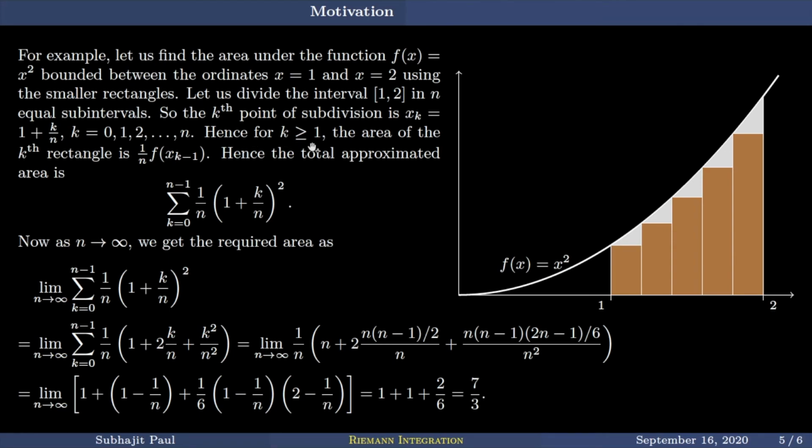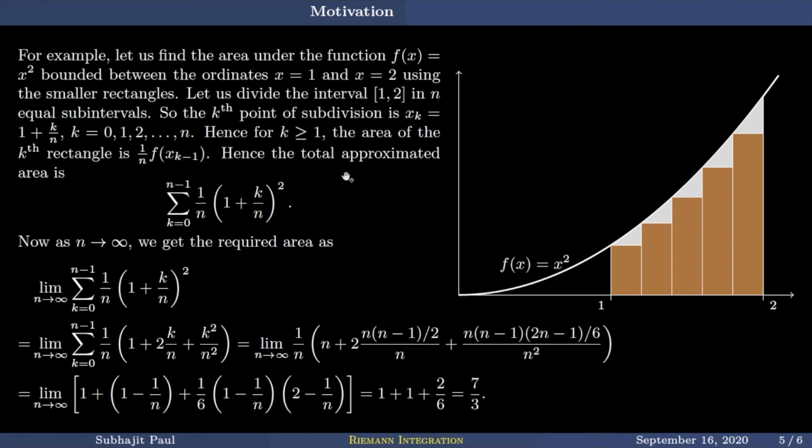Okay, so hence for k greater than or equal to 1, the area of the kth rectangle, so this is your first rectangle, is 1 by n, the breadth or width of the rectangle, times f of x_{k-1}. This is your height. So for k equal to 1, f of x0 is your height. This is your second rectangle, the height is f of x1. So for the kth rectangle, the area is 1 by n times f of x_{k-1}, for every rectangle.